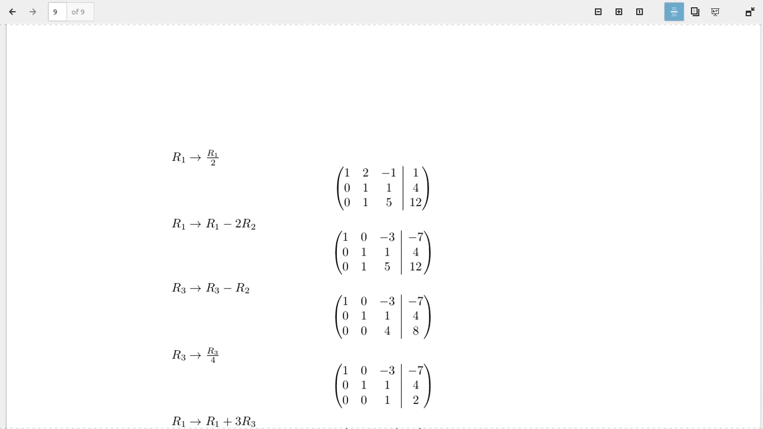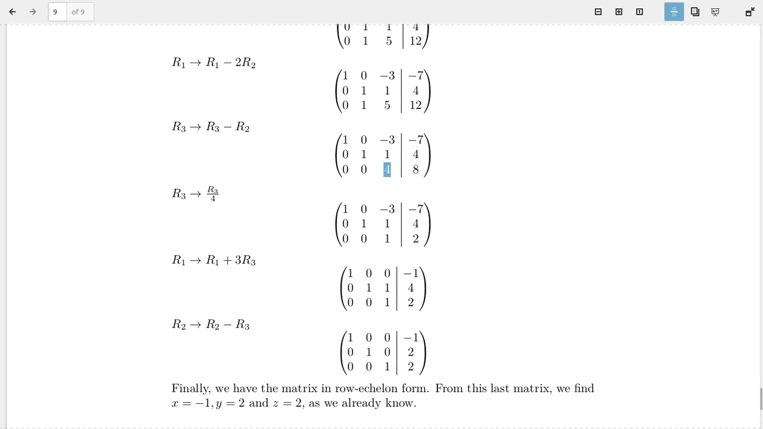Okay, so this is our matrix so far. Notice that we've already achieved row echelon form, because the pivot points are to the right. The pivot point in R2 is to the right of the pivot point in R1, and the pivot point in R3 is to the right of the pivot point in R2. So then, of course, this pivot point has to be 1. So I divide this by 4, I get 0, 0, 1, 2.